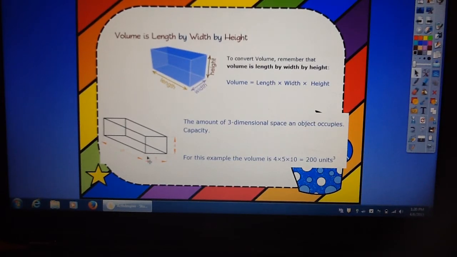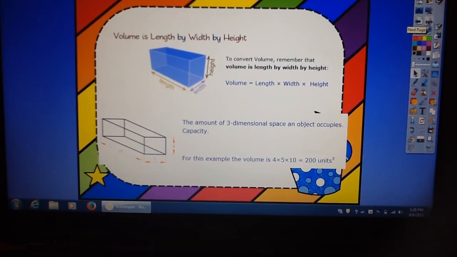So if we look here, we have 5 for the width, 4 for the height, and 10 for the length. So we would have 4 times 5 is 20, times 10 is 200 units cubed. And notice we have this 3 above there. We need to make sure we put that in there to represent cubic units. Okay? So again, the formula for volume is just length times width times height.